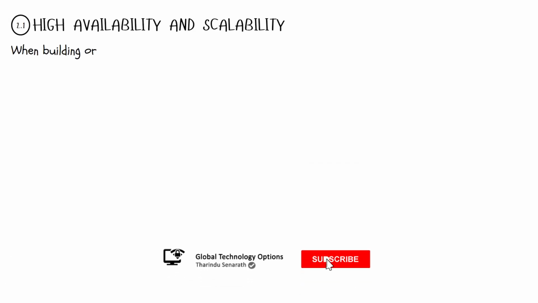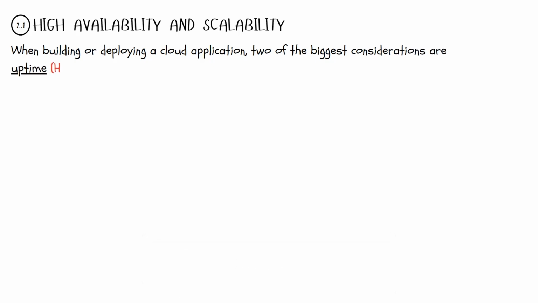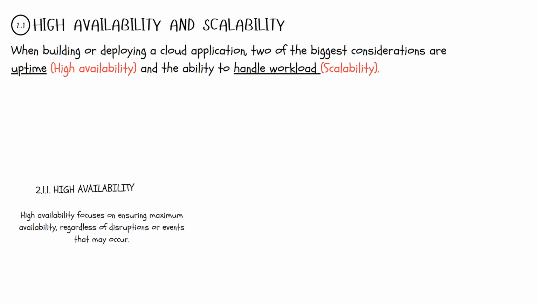When building or deploying a cloud application, two important factors to consider are keeping it available and handling changes in demand. High availability means making sure your application or service is always up and running when people need it. High availability focuses on keeping your resources available, even if there are disruptions. When designing your solution, you should plan for how reliable your services will be.